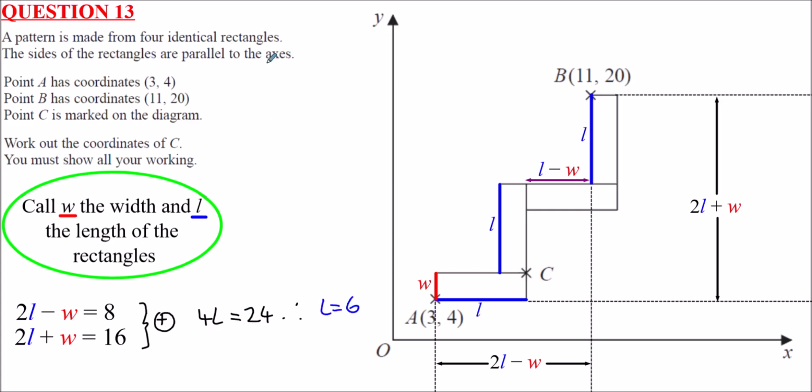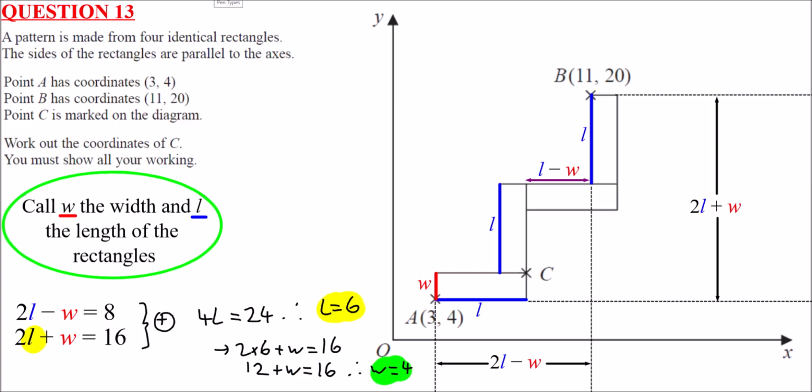Now we know that L is 6, we can substitute it back into one of these equations here. So if L is 6, I can put it into, let's go for this bottom one here. 2 times L means 2 times 6 plus W equals 16. 2 times 6 is obviously 12. So 12 plus W equals 16. Therefore, of course, W must be 4, because 12 plus 4 gives us 16.